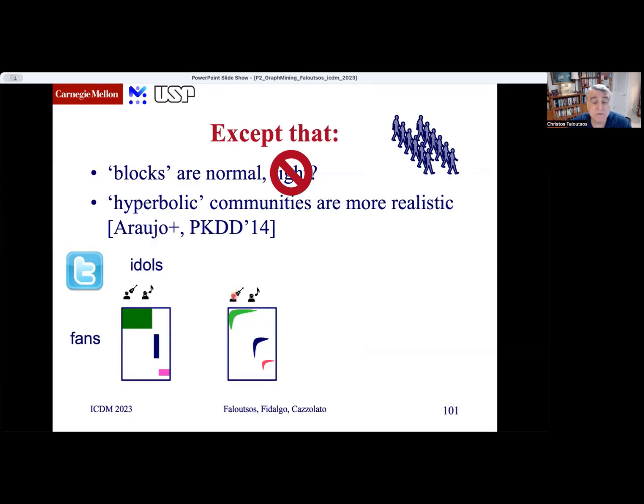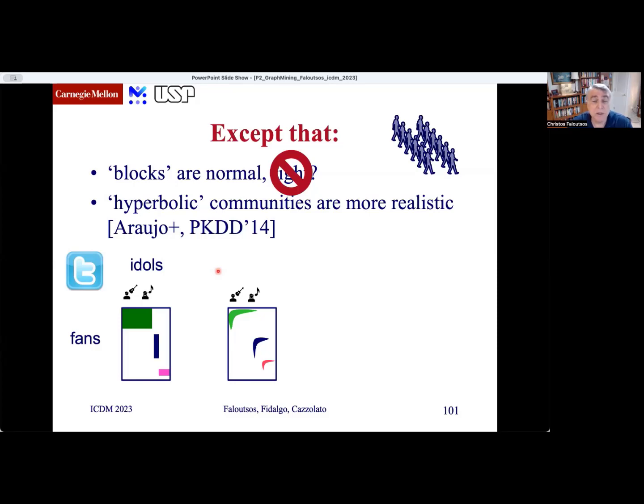This musician is famous, has a lot of followers. This musician is not very famous, has a few followers, right? This person likes all musicians, so follows all of them, right? This person is sort of a half-hearted music lover, and this person likes only one musician. So boomerang communities are more natural. Okay, in that case, blocks are unnatural.